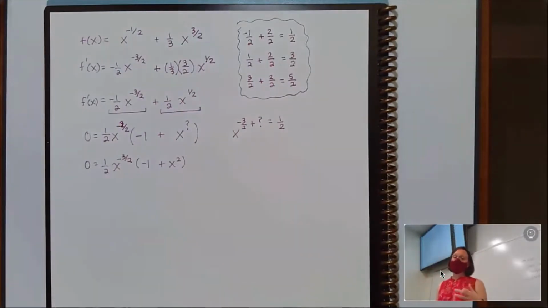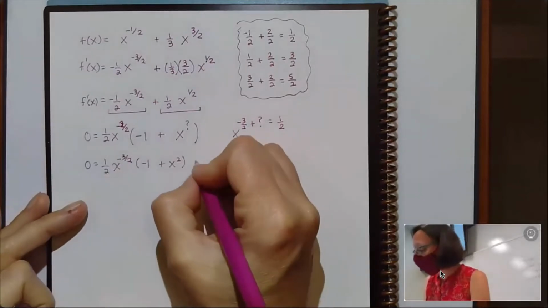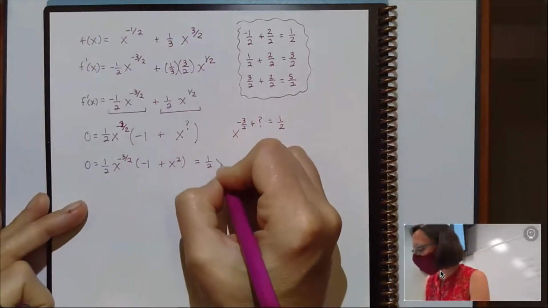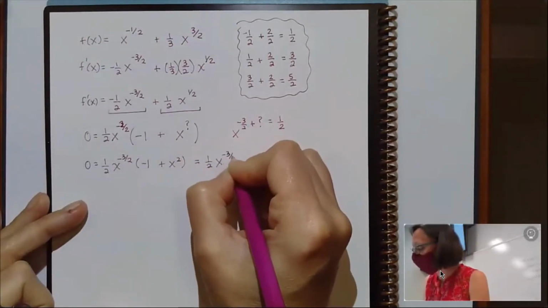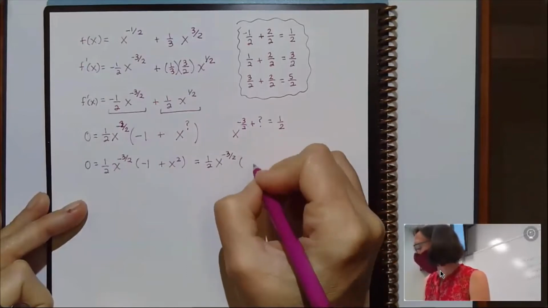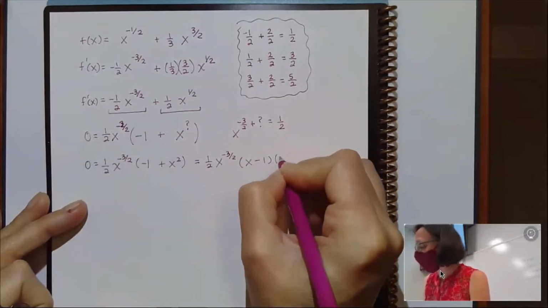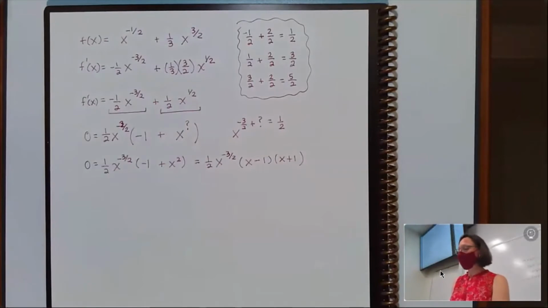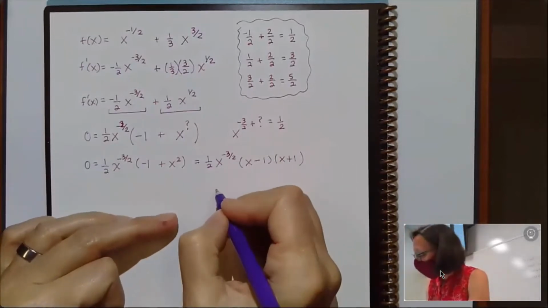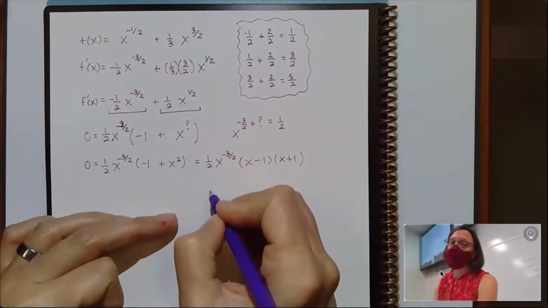And then you can decide how you want to write that. It is totally fine to leave that alone. It would be totally fine to write that as x to the -3 halves and then write this as an x minus 1, x plus 1. However you want to deal with it, for sure. I'm ready to think about my number line.